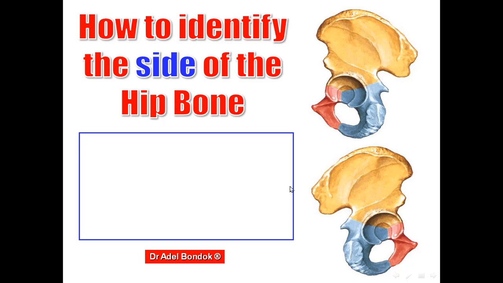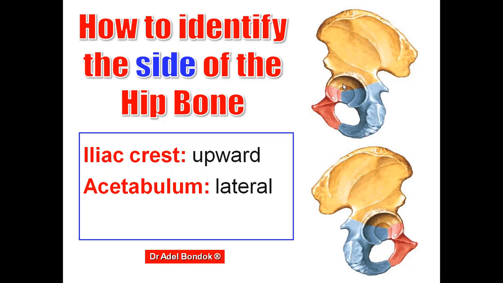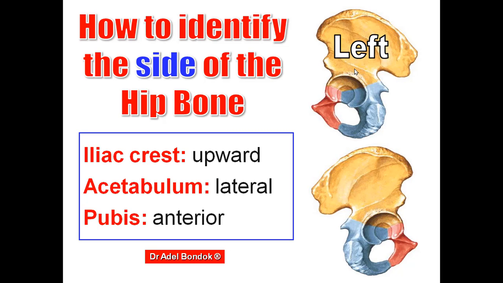How to identify the side of the hip bone? Is it right or left? Okay, you have to identify three directions. The iliac crest is directed upward. The acetabulum is directed laterally, and the pubis is directed anterior. Therefore, this one is the left hip bone, and this one is the right hip bone.